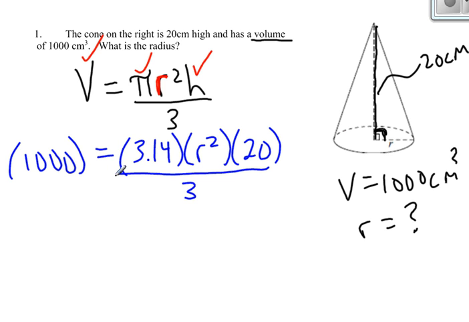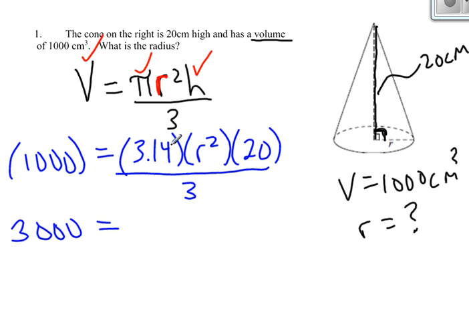Now, personally, if I'm dividing by 3, I don't like doing that. So to get rid of divide by 3, I'm going to multiply by 3. So multiplying both sides by 3, well, here's 1,000 times 3. And on the other side, this 3 is just going to be canceled out.